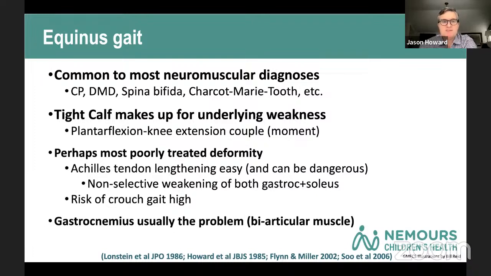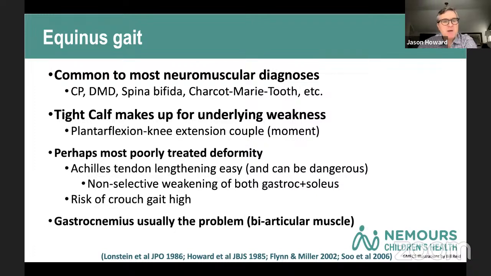It's common to most neuromuscular diagnoses, whether it be CP or Charcot-Marie-Tooth or otherwise. And that tight calf can be very important, particularly in diagnoses typified by muscle weakness. So things like muscular dystrophies, where you've got a weak soleus complex, or a kid who has a crouching type pattern of gait. If you release that muscle further, you can really cause problems with their walking ability. That plantar flexion knee extension couple can make up for things like quadriceps weakness in a kid with Duchenne muscular dystrophy, for example. So you have to be very careful about how you treat those.